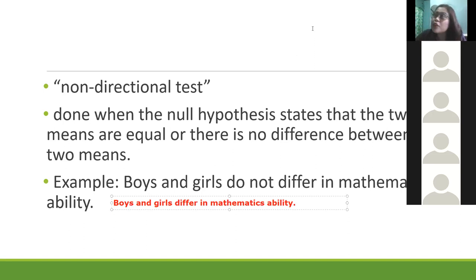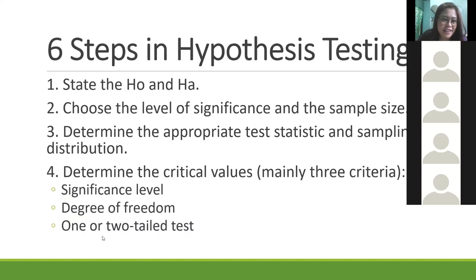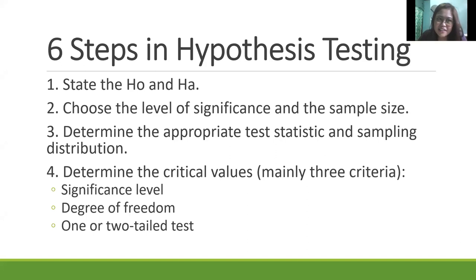Deciding whether to do a one-tailed test or a two-tailed test is based on whether your hypothesis has a direction or not. It is not based on whether your hypothesis is null or alternative; it is based on whether it is directional or non-directional. Okay? So actually, a directional or non-directional hypothesis is most likely an alternative hypothesis, because here there is a difference.